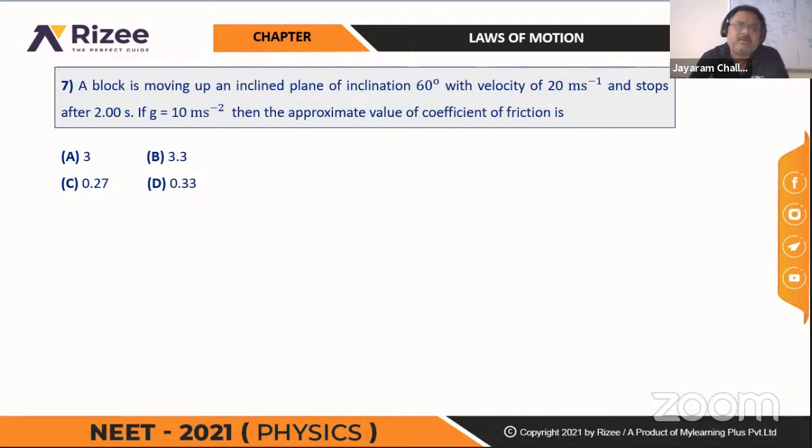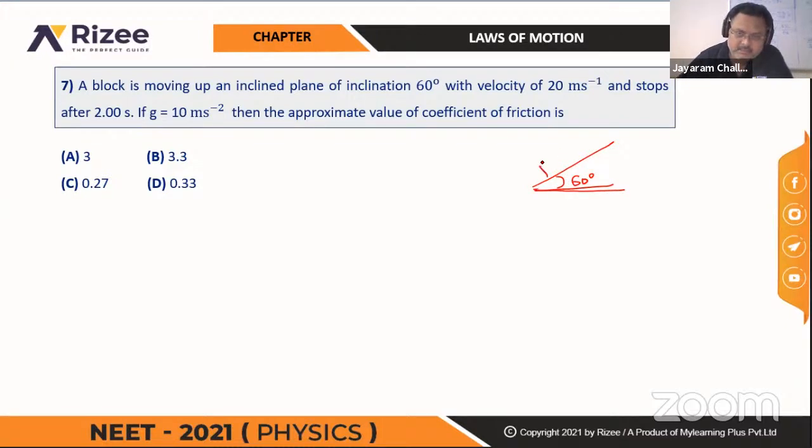Now coming to a block moving up the inclined plane. The angle of inclination is 60 degrees, with a velocity of 20 meter per second, and it stops after 2 seconds. So who is stopping it? The friction is the one which is stopping it. We are asked for the coefficient of friction. There is an inclined plane where the angle of inclination is 60 degrees.